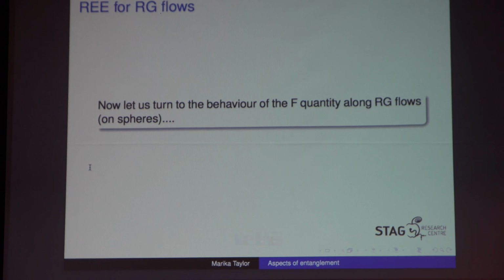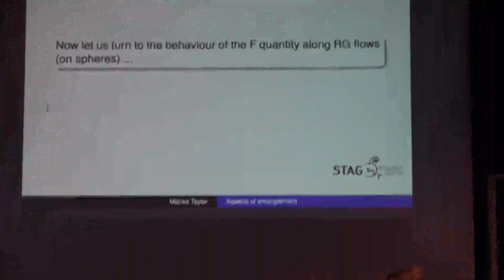Okay, so now let's turn to what happens to the F quantity. So we've matched the F. We've done the calculation now, and we said that the F quantity on the 3-sphere is indeed equivalent to the entanglement entropy of the disk in the holographic example I did for you. But the conjecture about F is something stronger. The conjecture is not just that it's positive and stationary at a fixed point, it's that it actually decreases along a renormalization group flow.